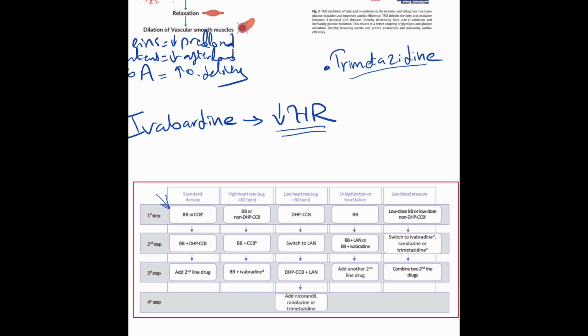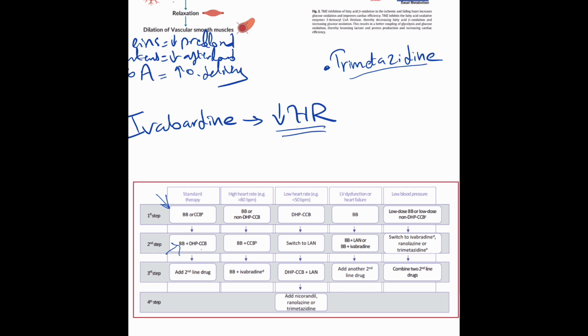Then if that is not really working, if the patient is still getting symptoms, then you combine beta blockers and dihydropyridine calcium channel blockers. Remember, you don't add the non-dihydropyridines because they also cause decreased heart rate and will cause significant bradycardia. So you use amlodipine or nifedipine in this case. If that still doesn't work, then you add nicorandil, ranolazine, or trimetazidine. That's assuming this is the standard therapy.